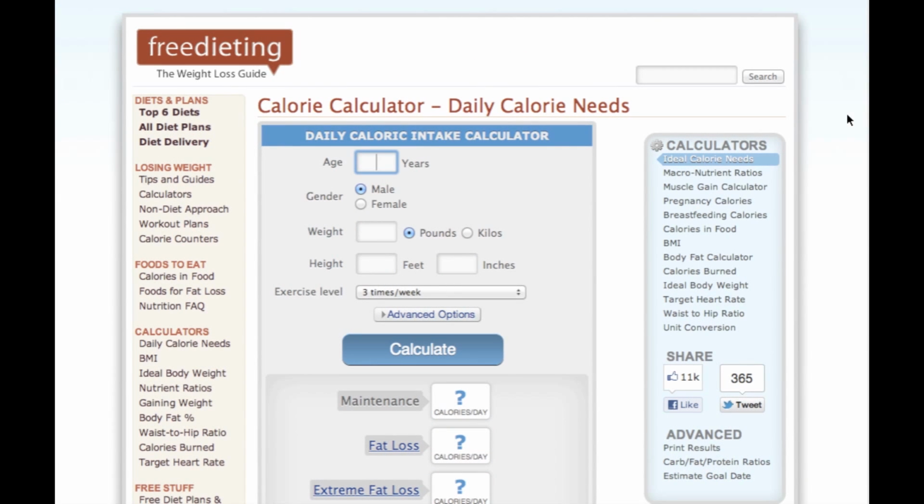Okay, so here we have a calorie calculator. This is one from Free Dieting. I like this one a lot. I found it to be pretty accurate. So for this case, let's go ahead and fill in my information.